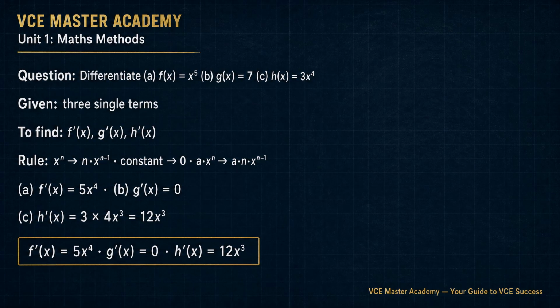Part A. The 5 jumps down the front. The power drops to 4. 5x to the 4. Part B. 7 is a constant, a flat line, 0 steepness. The derivative is 0, gone.